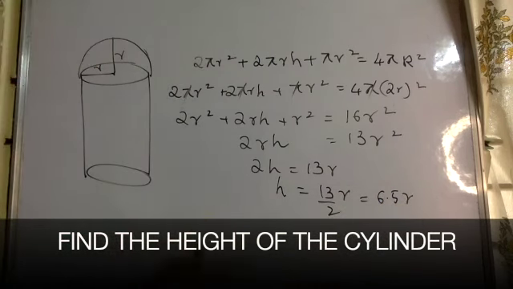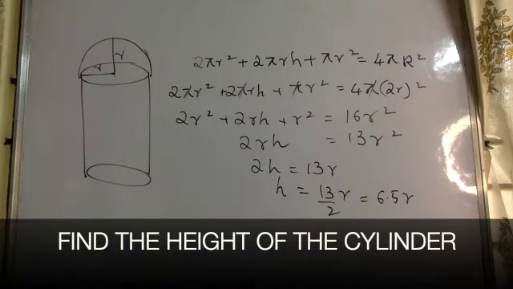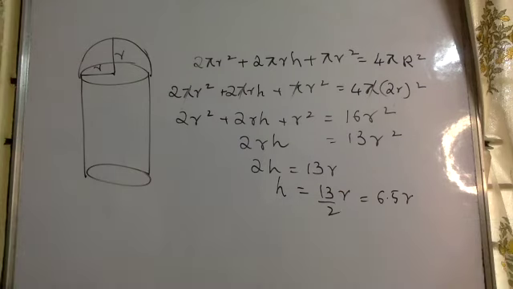Now remember, in the options we have 6.5 r. Therefore this is the answer. 6.5 r centimeters, because we have to find the height in terms of r, as they have never given us the value of r. So this much answer is fine. So option B is the answer.